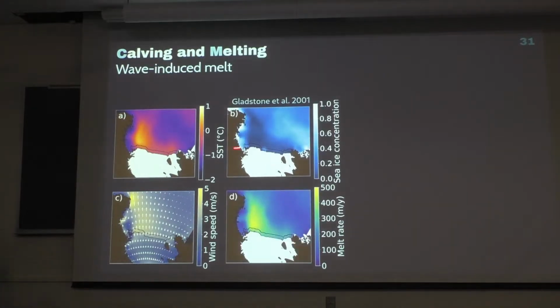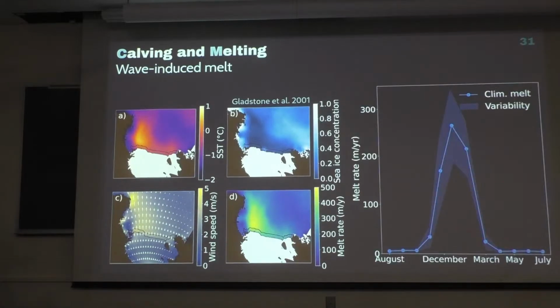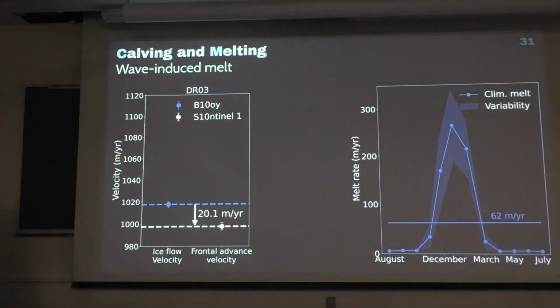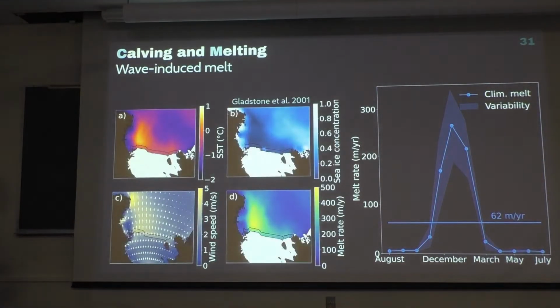So if you plug these 3 data into the melt rate, you get this map. But obviously we don't have the time and spatial resolution, so we just compute the climatology of that, and as expected, we have a very low value in winter when there is sea ice protecting the ice shelf. However, when the summer goes on and the sea ice disappears, the melting increases to reach a value up to 250 meters per year, which, if you average over the whole year, gives you 60 meters per year of melting just due to wave.